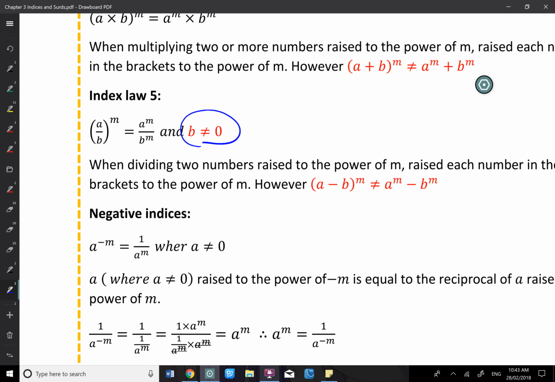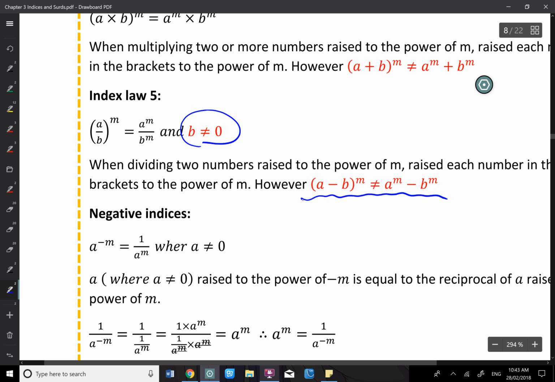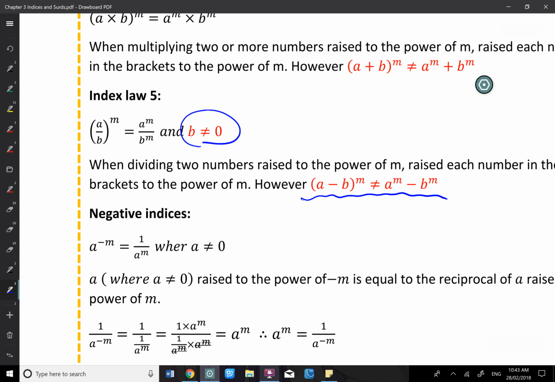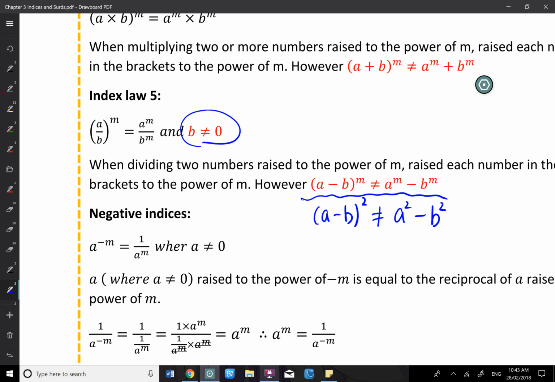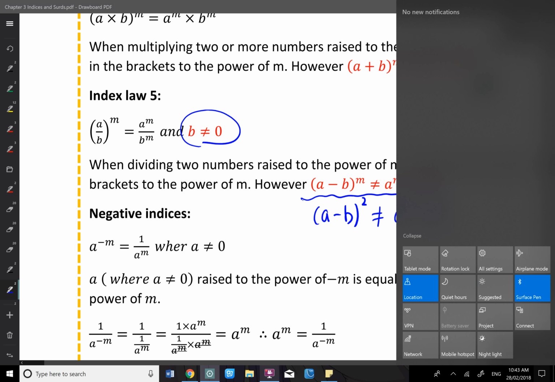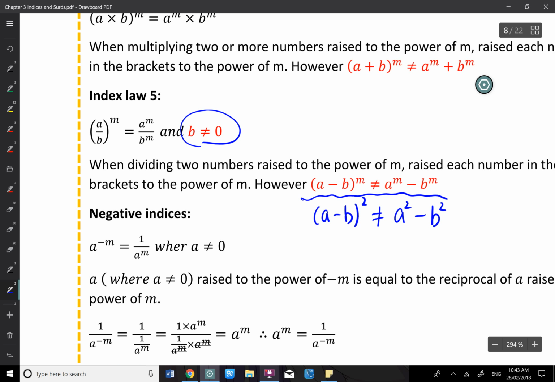One thing you need to be aware of: a minus b to the power of m is not a to the power of m minus b to the power of m. Do not confuse law 2 and law 5, or law 1 and law 4. They look similar, but they're not talking about the same thing. Just to give you the easiest example: a minus b to the power of 2 is definitely not equal to a to the power of 2 minus b to the power of 2. It's a squared plus b squared minus 2ab, so they're not the same thing.